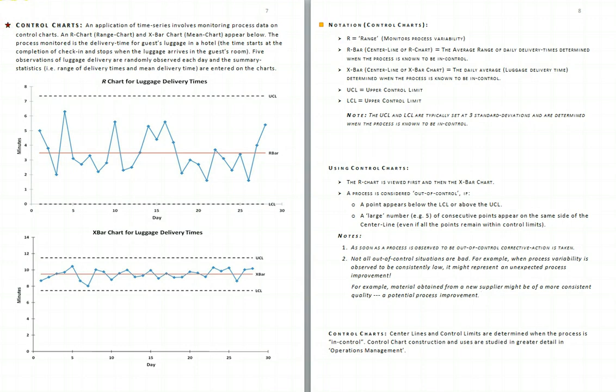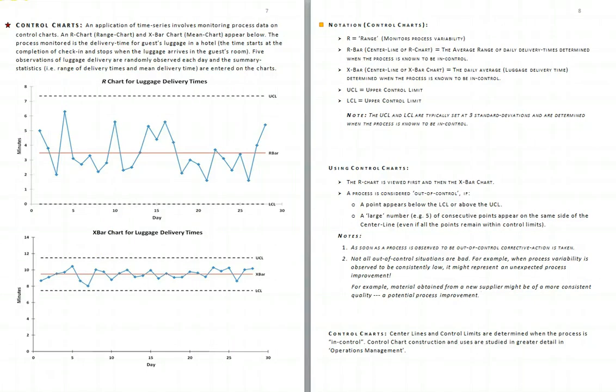Control charts are another example of time series. You will spend time constructing and applying control charts in Business 604, Operations Management. This is an introductory example. The first chart is an R or range chart. The second is an X bar or mean chart.